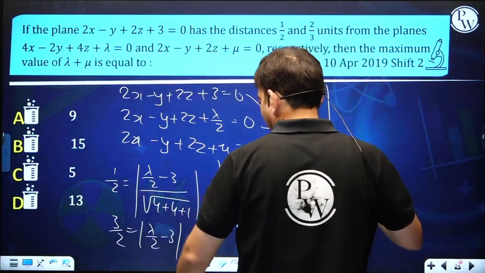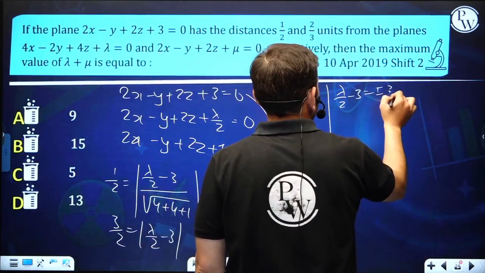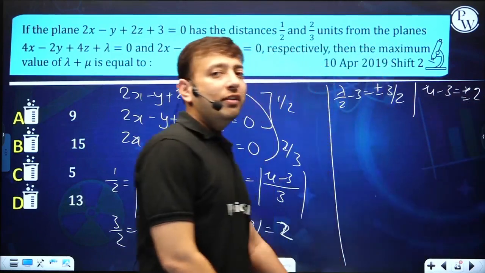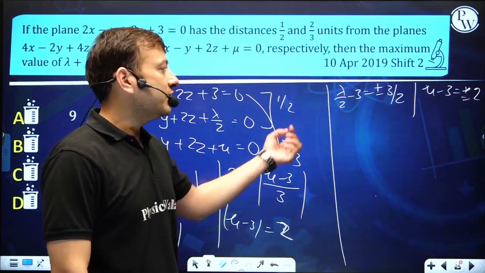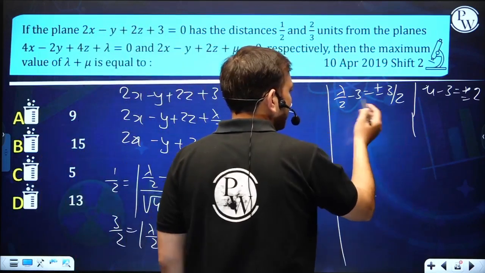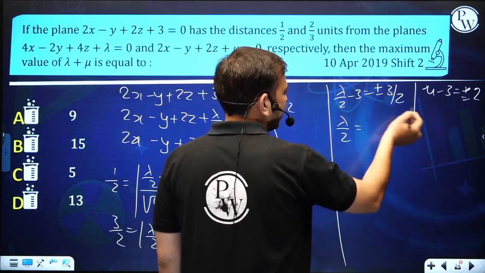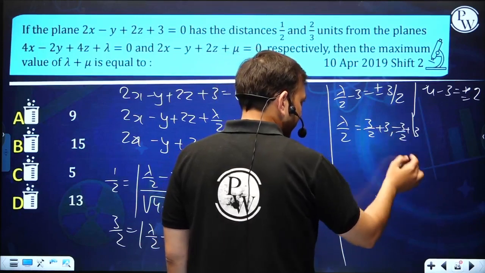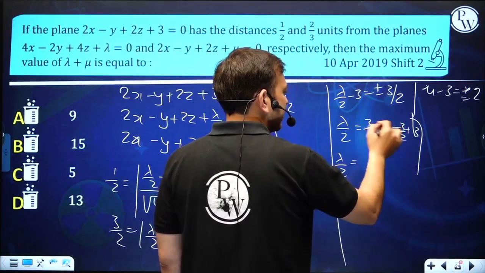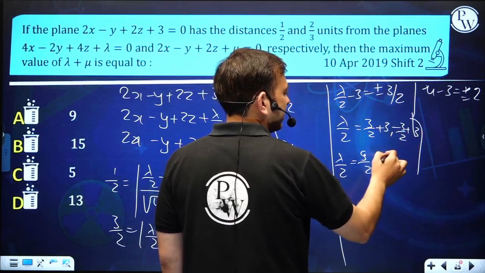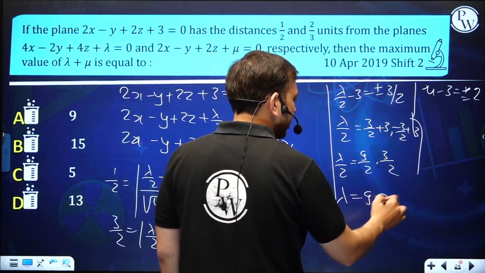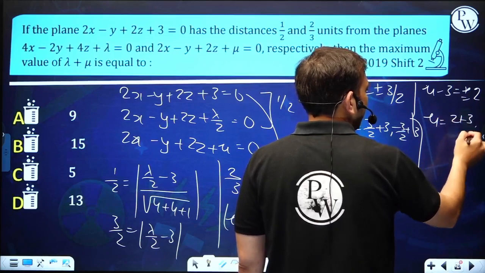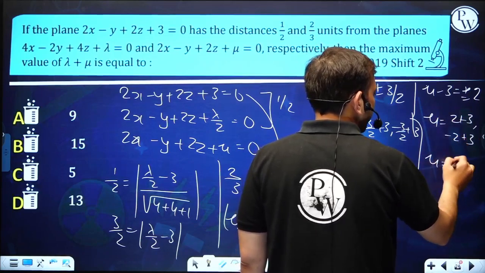Now if you open the mod, lambda by 2 minus 3 is plus or minus 3 by 2. And here mu minus 3 is plus or minus 2. So we will get two different values of lambda and mu. This question is a little different, but since you have solved modulus things, if you go there, 3 by 2 plus 3, minus 3 by 2 plus 3. So lambda by 2, 2 3s are 6, 6 plus 3, 9 by 2, 6, so 3 by 2. So lambda is equal to 9 or 3. Coming back to this, mu is equal to 2 plus 3 or minus 2 plus 3. So mu is equal to 5 and 1.